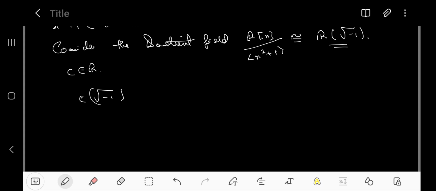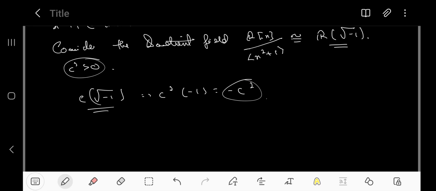Clear? So if you square this, what do you get? C squared times minus 1, which is minus C squared, and since C is in R, I can just say that C squared is positive. So if C squared is positive, then this value is negative, so the square of this very element is negative. So we are done, right? So it was just enough to find an extension field of R such that the square root of negative 1 exists in that field, and that will do everything, right?